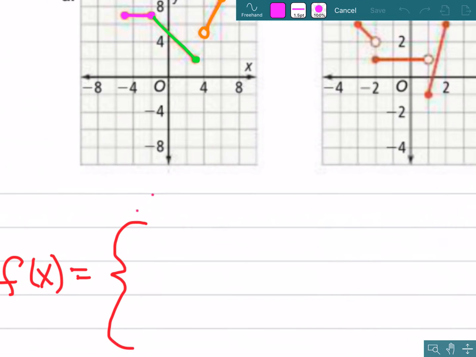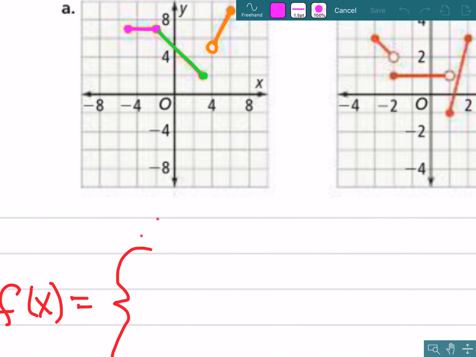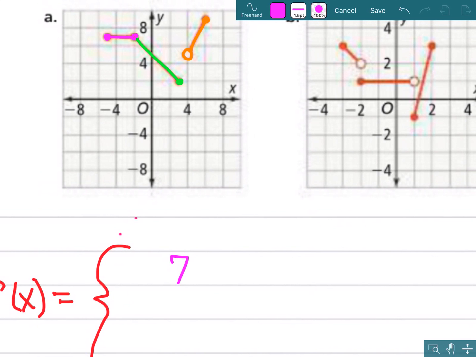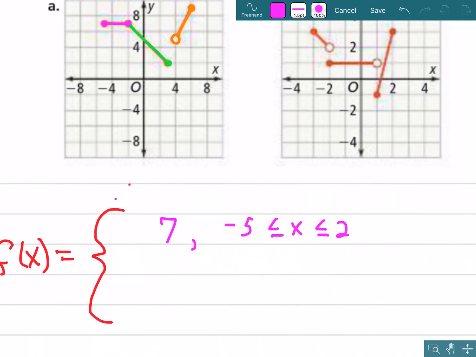So this first part is a constant function. So I just know at that portion it's going to equal 7. Now when I look at the x values there, that's from -5 to -2. So it's going to equal 7 from -5 less than or equal to x less than or equal to -2. And I used or equal to because those are closed circles.